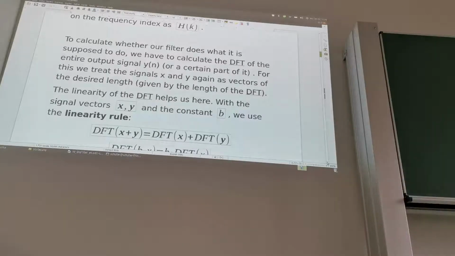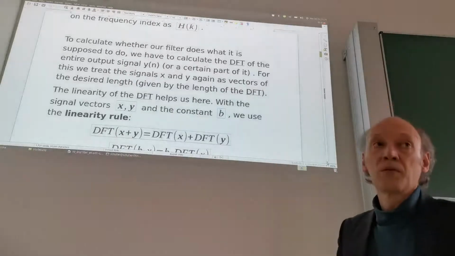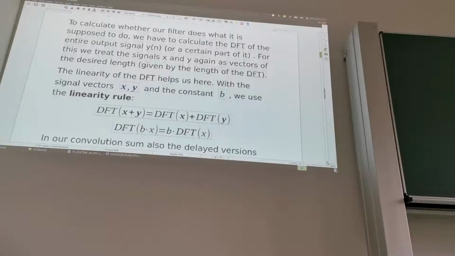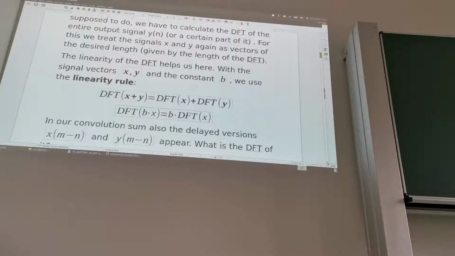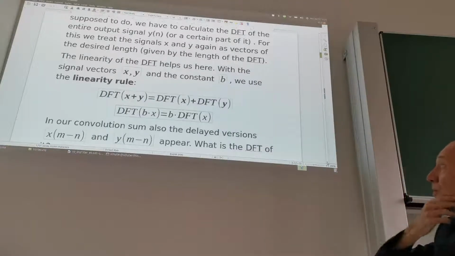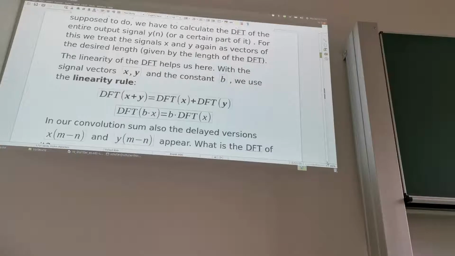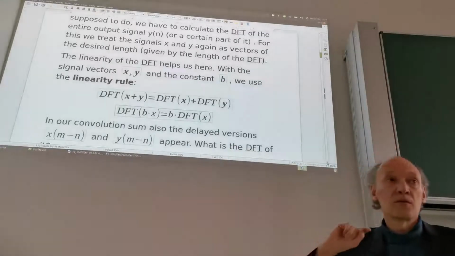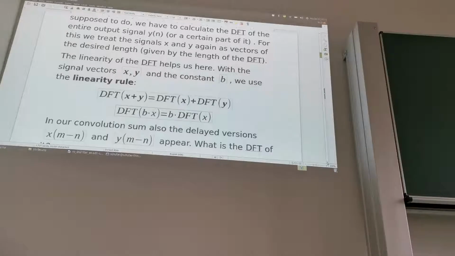So the linearity of the DFT helps us here. The DFT, we know, is a linear time invariant system with the properties that we just saw. So we can simply use those properties. First, the linearity rule, which you can see here. If the DFT is linear, the DFT of the sum of two signals is the sum of the DFT of the two signals. And the DFT of an amplified signal is the amplification of the DFT of the signal.